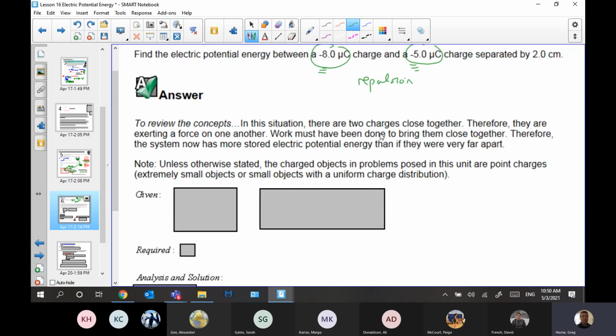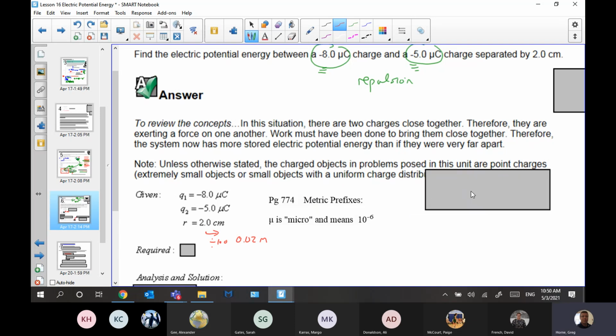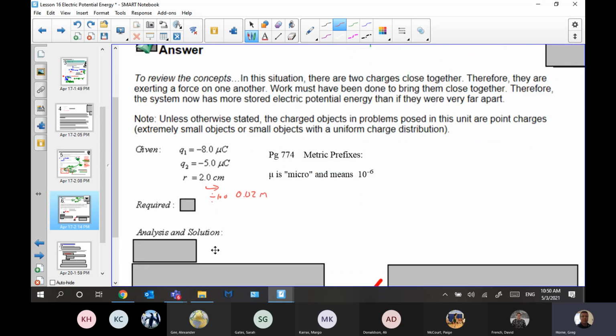So anyways, once you read a question like that, you're hopefully in the habit of saying, okay, Q1, Q2, R, they gave me all these numbers. Obviously they are somewhere on this page under the blanks, but I thought I should point out right away here too, that we divide by 100 because there's 100 centimeters in a meter, giving us 0.02 meters. Meters, kilograms, seconds, always. Page 774 has that metric prefixes stuff, of course, too. So 10 to the -6 for the micro, and we go for it, right? They're looking for the energy.